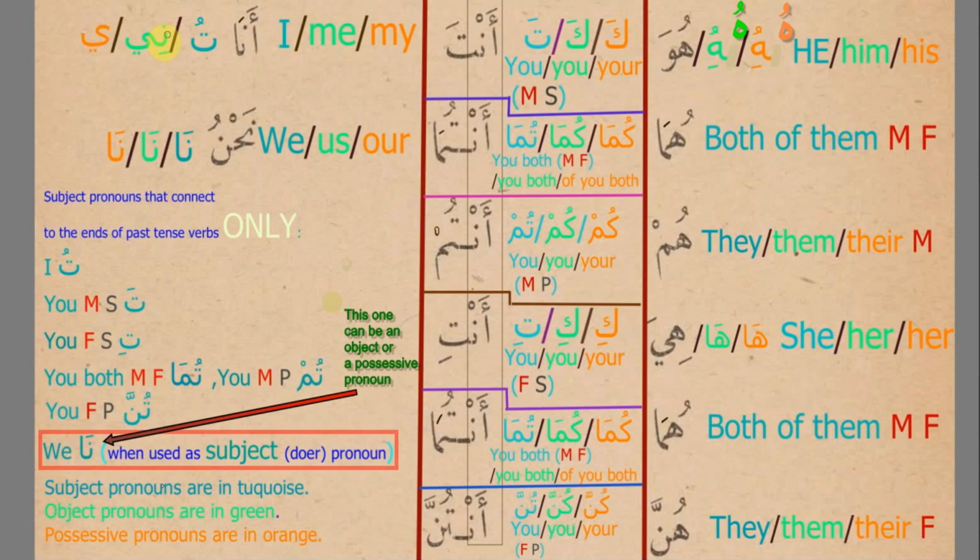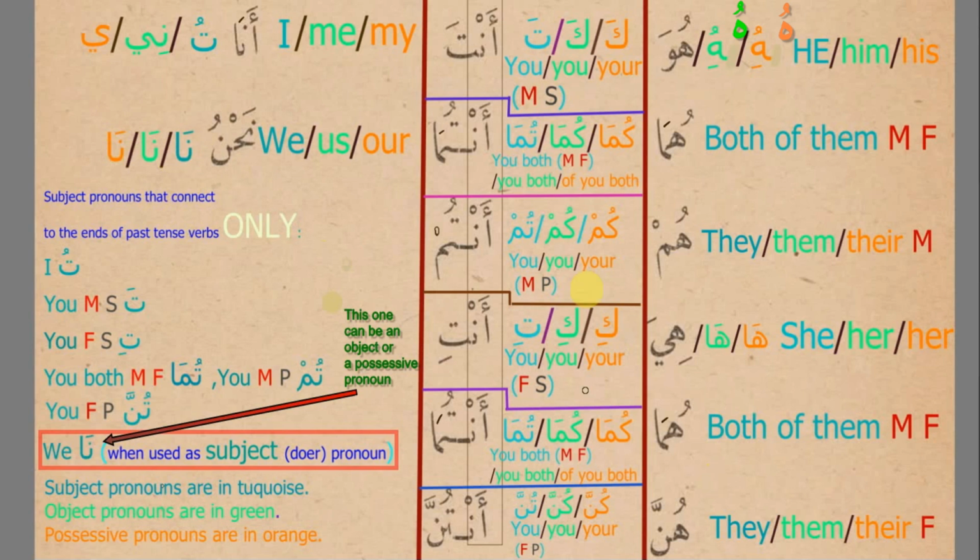We will talk about the n in a second, but this is how you will see it at the end of a verb, ni, for me. Now with this na here, with a past tense verb, if there is a short vowel on the letter before it, it's an object. If there is no short vowel on the letter before it, it's a subject.